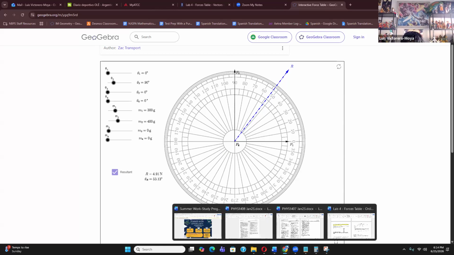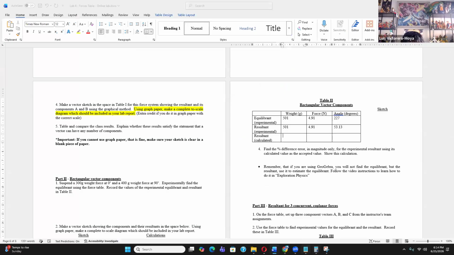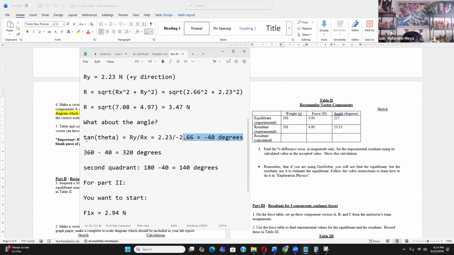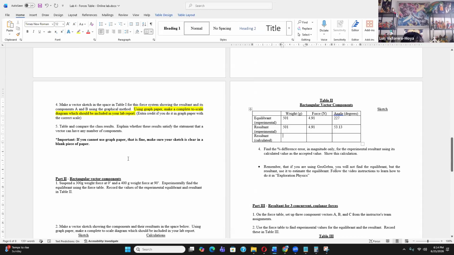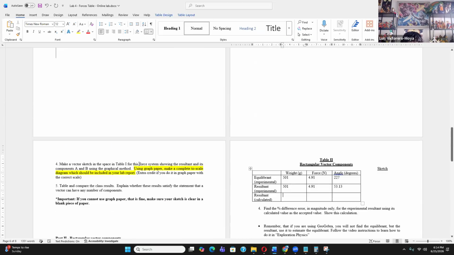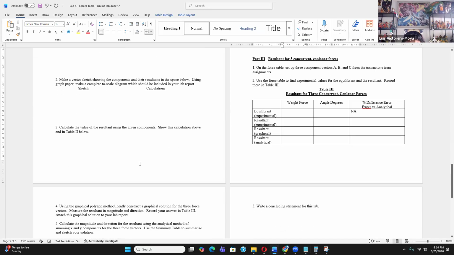To find the resultant is much easier. You just have to do the Pythagorean theorem between this value and this value: the square root of this square plus this square. That should give you this value. So that's very easy. And the angle is just like we did here. All right? There you are.